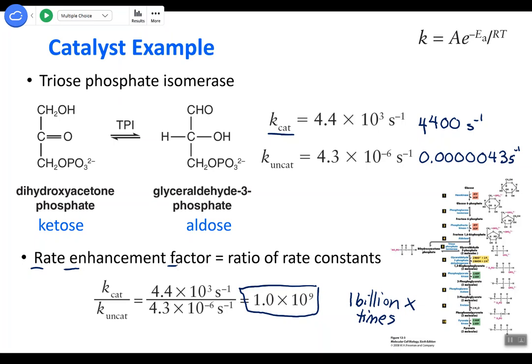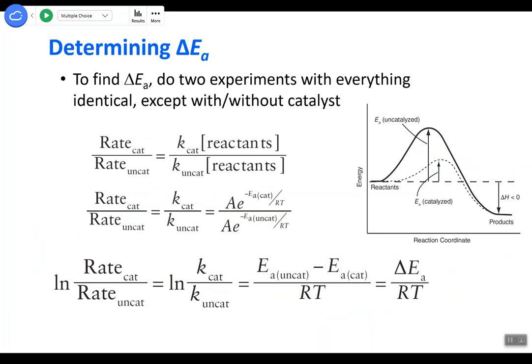Catalyzed took 1 second. That means the uncatalyzed would take 32 years. We don't have 32 years to wait for our glucose to be metabolized. This enzyme is called catalytically perfect. It works as fast as it possibly could. It's simply limited by how fast the reactant can get to that enzyme and get kicked out. It's just so fast, and this enzyme can be reused 1 billion times faster.